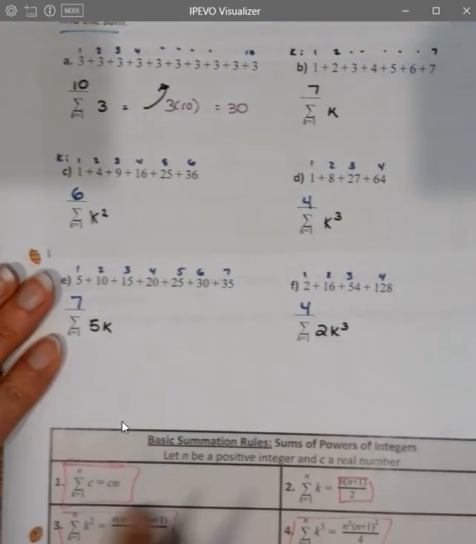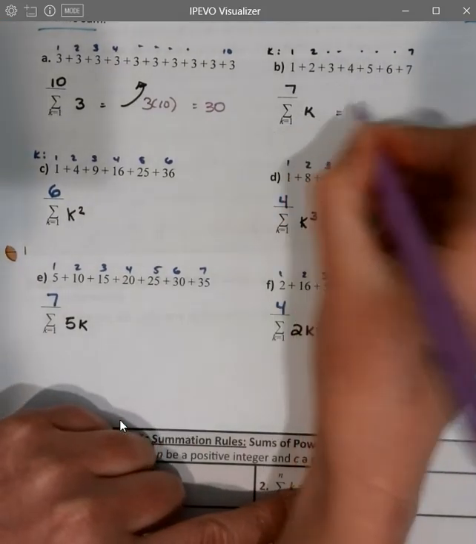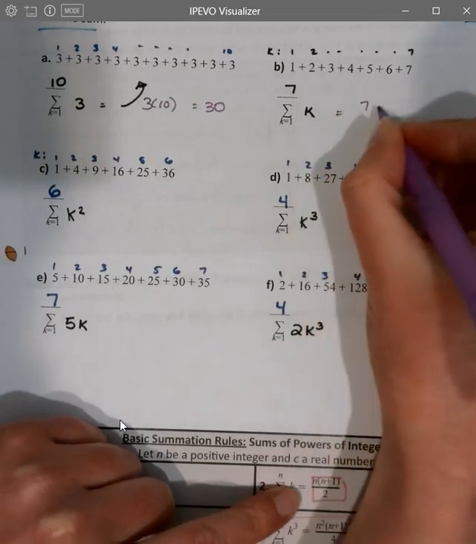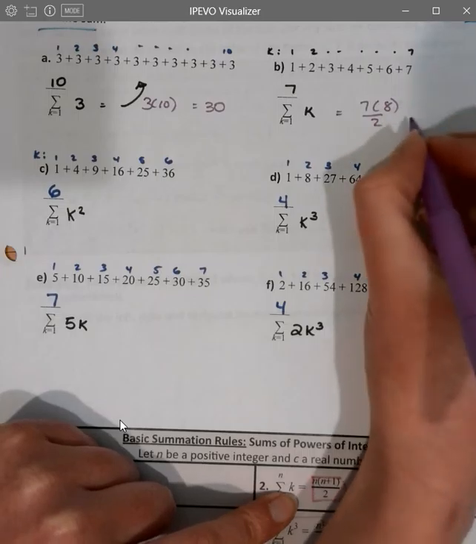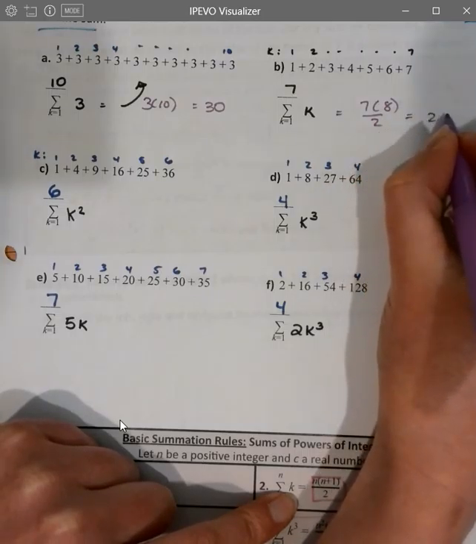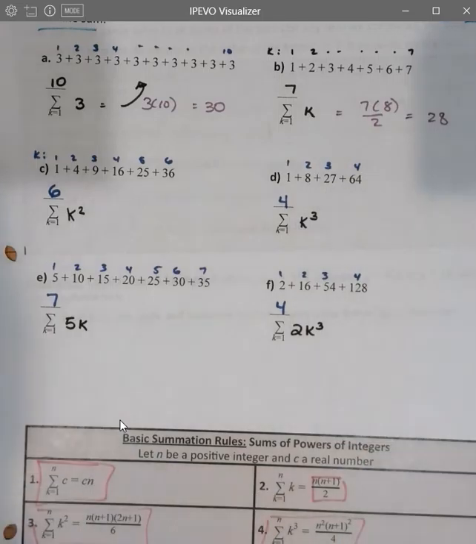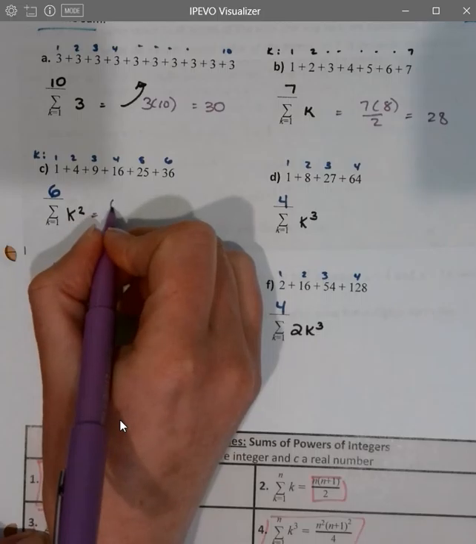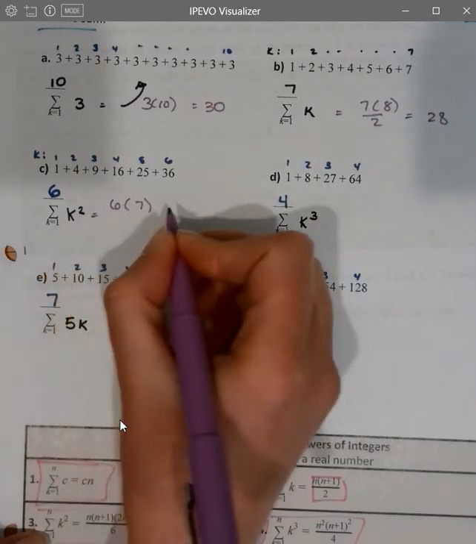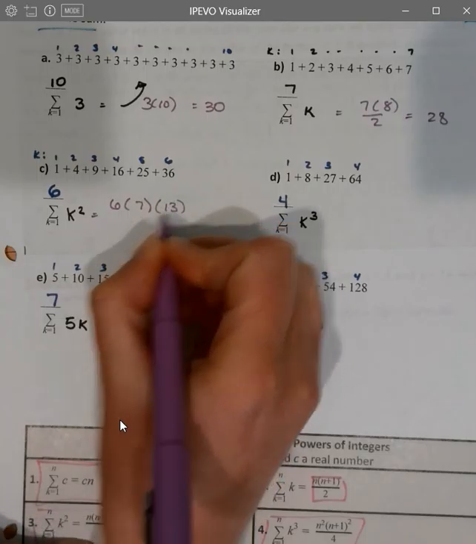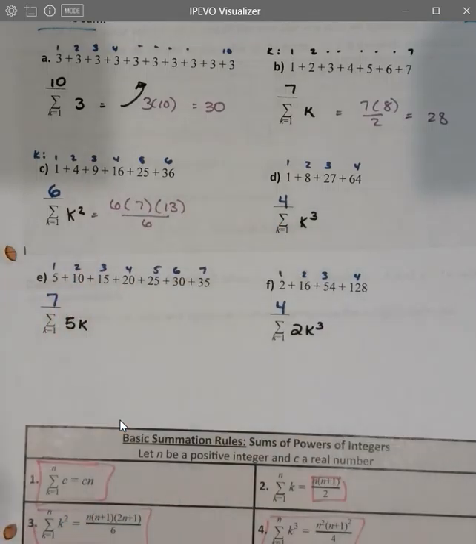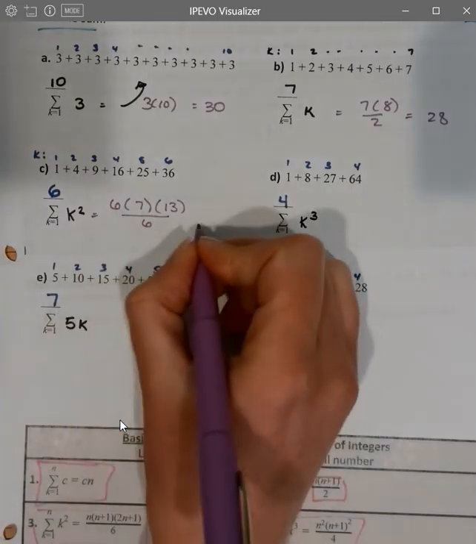Okay. This one says that the sum should be n, which is 7, times n plus 1, which is 8, divided by 2. That's a sum of k. And so that's going to be 4 times 7 is 28. This one says that n is 6, so this should be 6 times n plus 1, which is 7, times 2n plus 1. 2n is 12, plus 1 is 13, divided by 6. And I don't know what the product of 7 and 13 is, so let's find out. 7 times 13 is, this one should be 91.